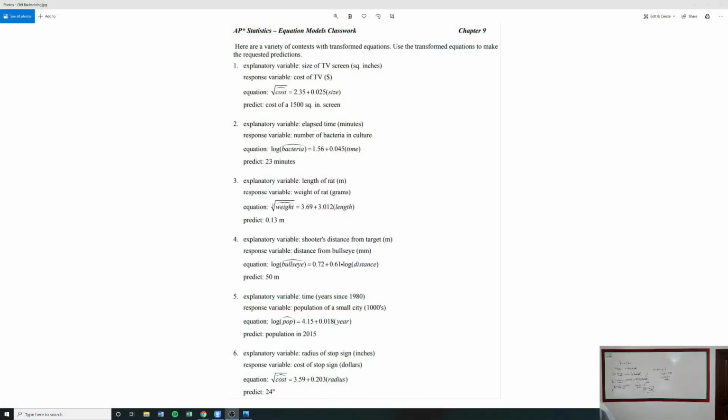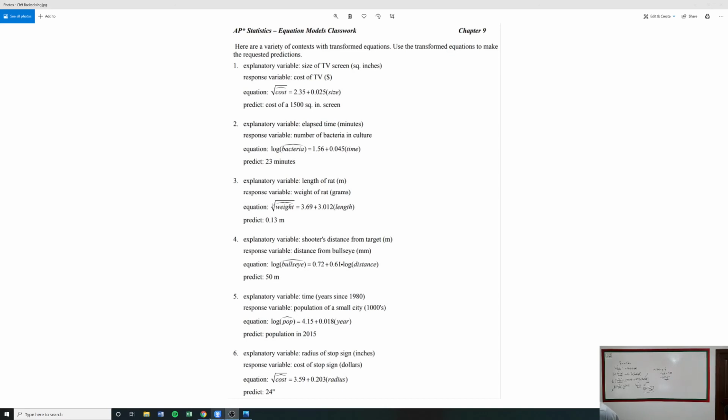Okay, there are 6 problems here where they give you the regression equation. Each of them has been transformed somehow. So in this one, they took the square root of y, and they want you to predict the cost given a value for the explanatory variable, and you would do that. Okay, this one, they took the log of y. This one, they took the cube root of y. This one is log on x and y. This is the log of y. This is square root of y.